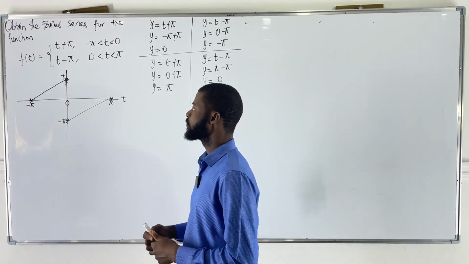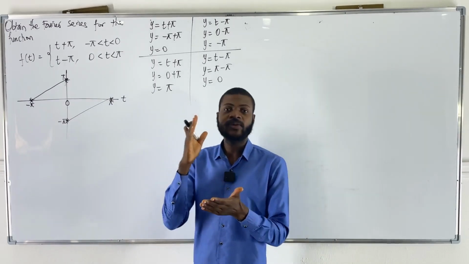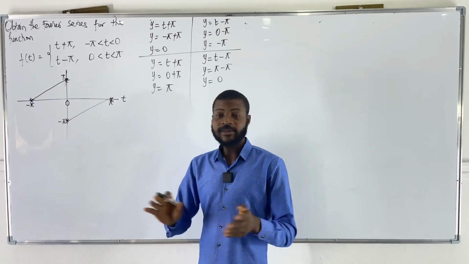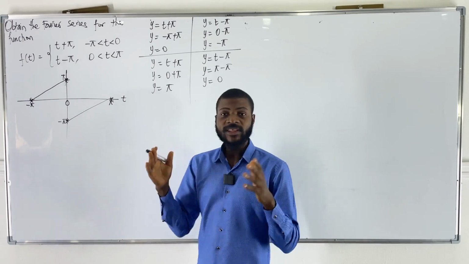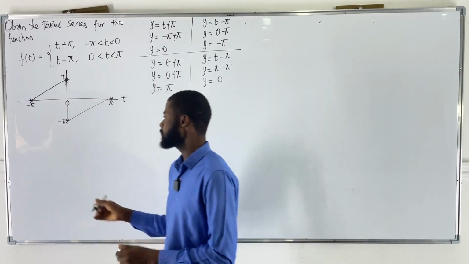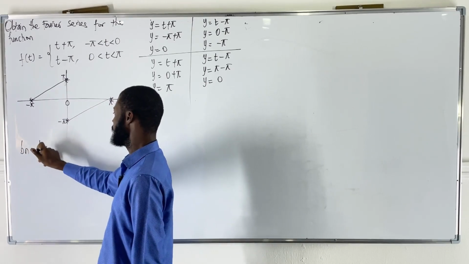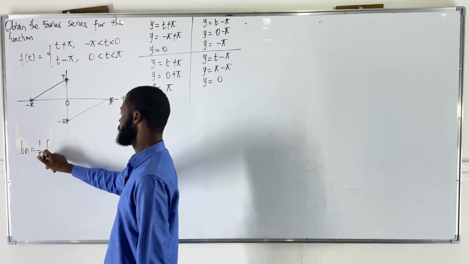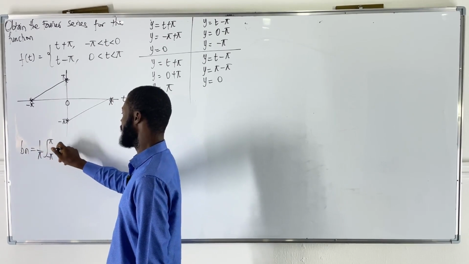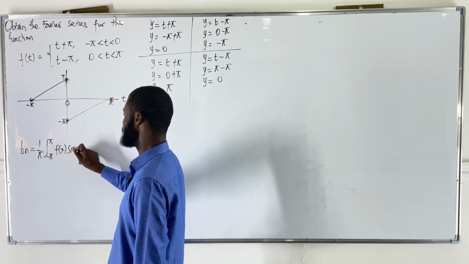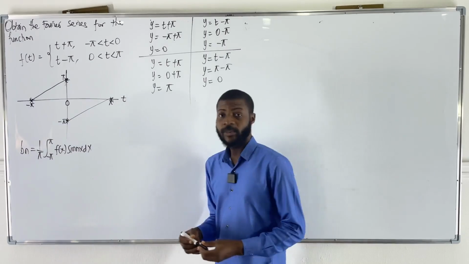So this is an odd function. And if this is an odd function, the only thing you need to find is b sub n. That's the beautiful thing about all of this. The only thing you need to find is b sub n. So right now, b sub n is 1 over pi integral from minus pi to pi of f of x sine nx dx. That's what b sub n is.